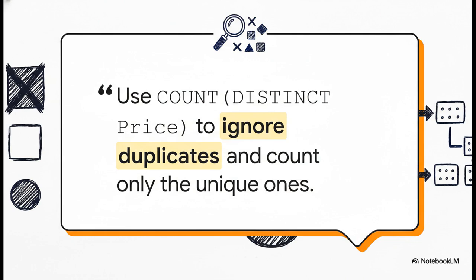The answer is one simple, beautiful keyword, distinct. You put it right inside the count function, like count distinct price. And just like that, you're telling SQL, hey, ignore all the duplicates, just give me a count of the unique ones. This is so powerful. It's how you find out how many unique customers bought something, not just the total number of sales. It shows you the variety in your data, not just the volume.